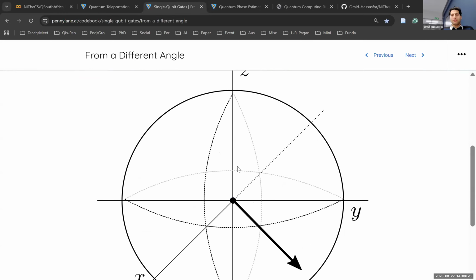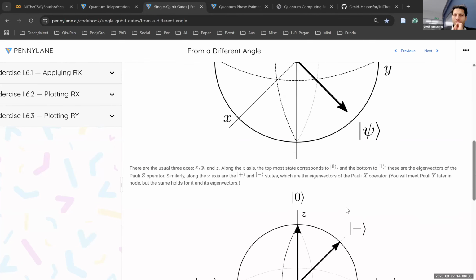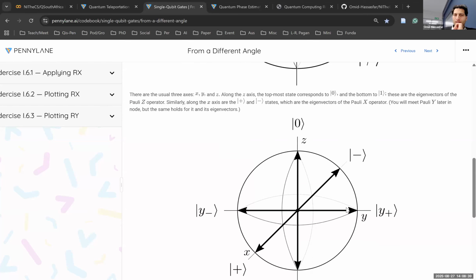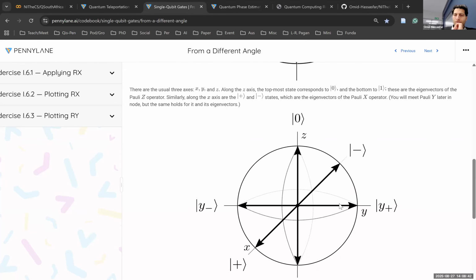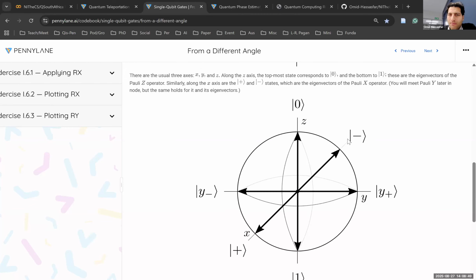So let me just zoom out. This is your psi. This is X, Y, Z, and that's the representation that we can have in the Bloch sphere. We have 6 important states here, or bases. 0 and 1, which are the eigenstates of Z. We have plus and minus, which are the eigenstates of X, and plus Y and minus Y, which are the eigenstates of Y. Eigenvector or eigenstate, you can use them interchangeably.